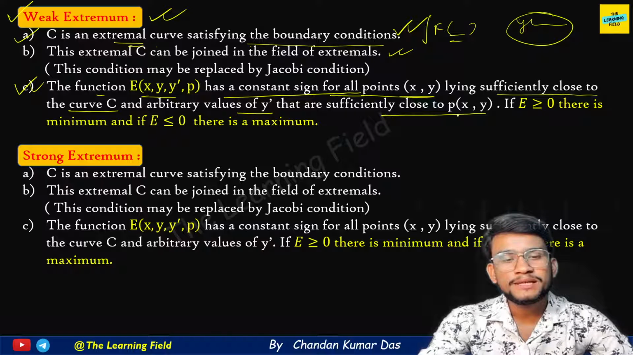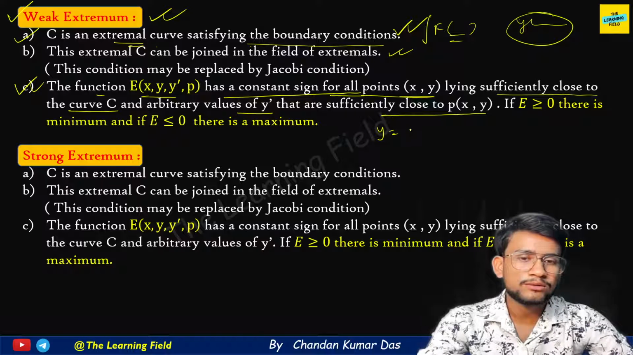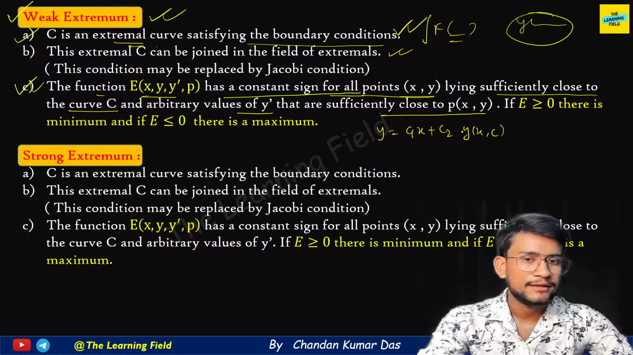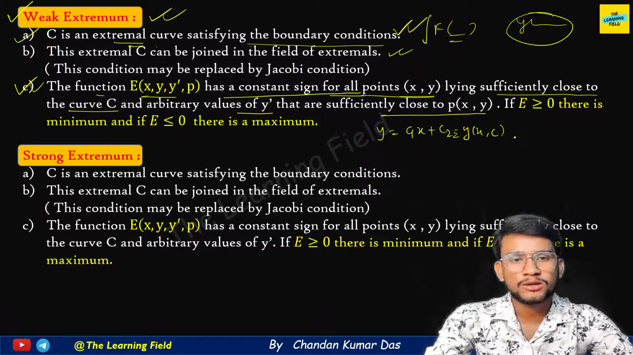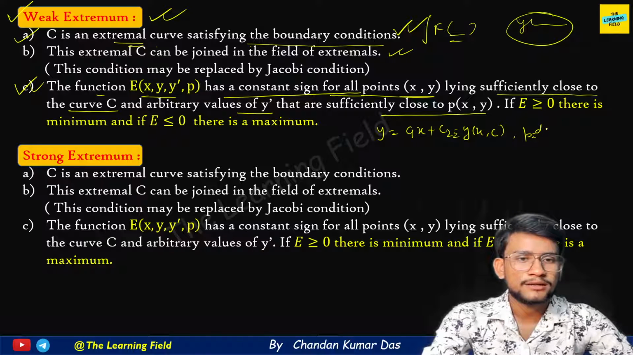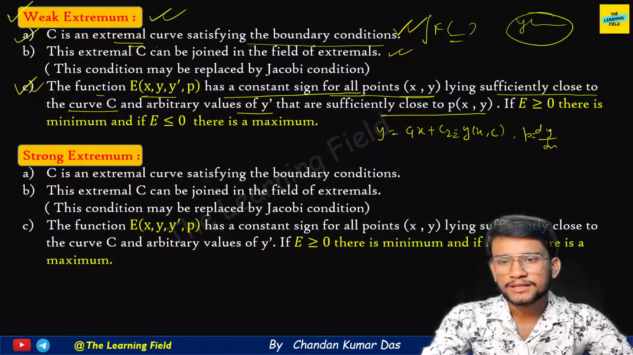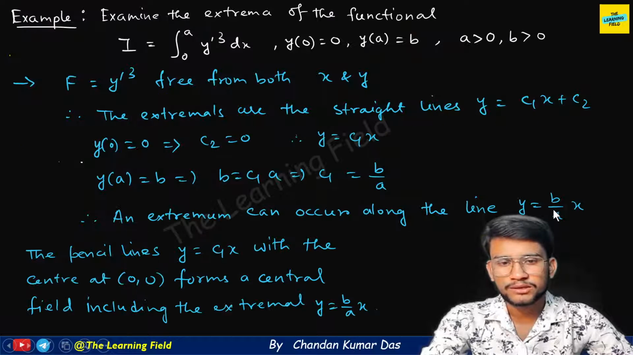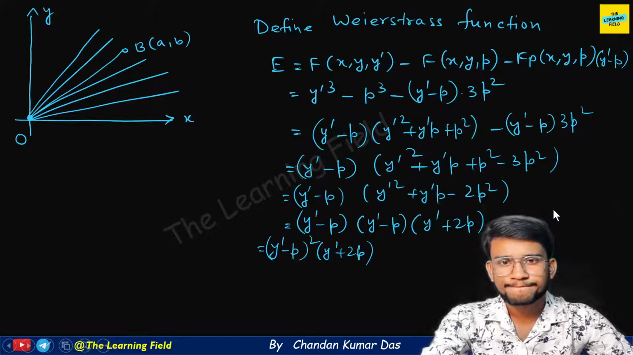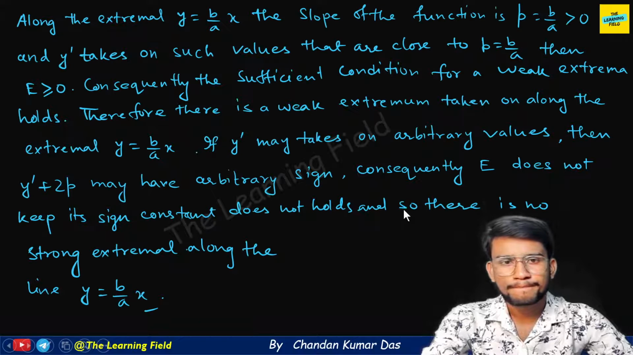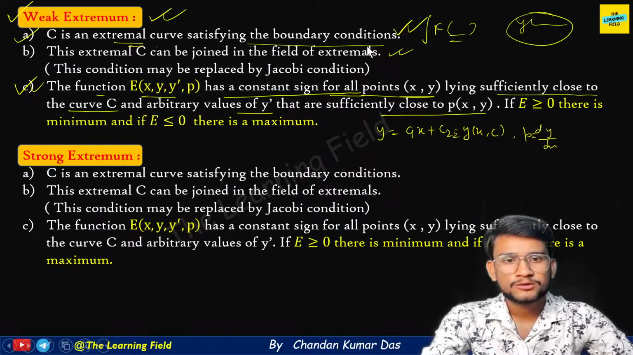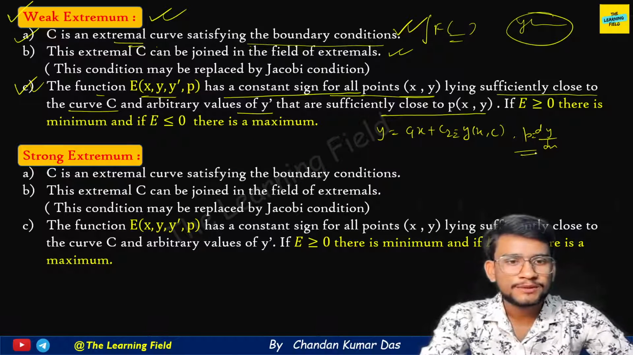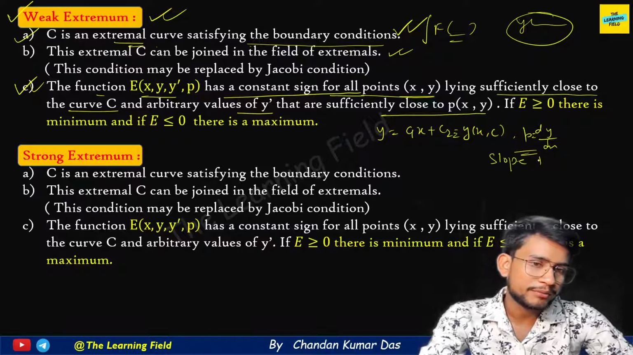What is the value P? If this is y equal to c1 x plus c2, that is, y of x, c, then y is a function of x and c, and P is the dy/dx term. What is P actually? P is the slope. P is actually the slope of the extremal.